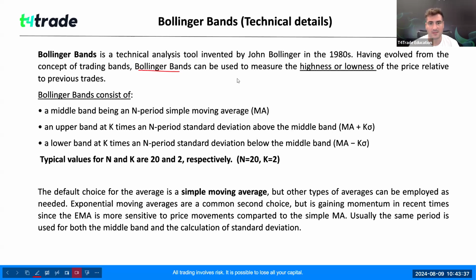Okay, so Bollinger Bands can be used to measure the highness or the lowness of the price relative to previous trades. So Bollinger Bands consist of a middle band, the midline, upper and lower, okay, which is the moving average, the midline. This is the standard deviation. The K most of the time is 2. So it's a moving average plus 2 standard deviations for the upper band, and the lower band is moving average minus 2 standard deviations. Okay, so the default choice of the average is a simple moving average, but other types of averages can be employed as needed.